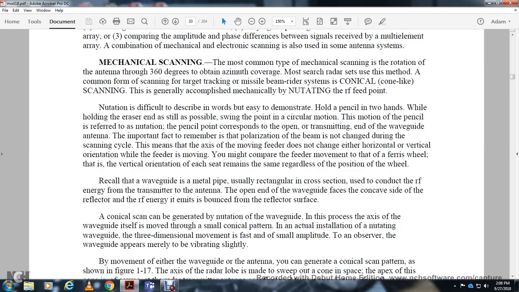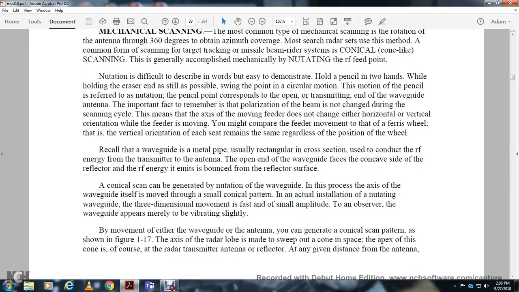An important fact to remember is that the polarization of the beam does not change during the scanning cycle. The axis of the moving feeder does not change, with either horizontal or vertical orientation, when the feeder is moving. You might compare the moving feeder to a Ferris wheel with a vertical orientation. Each seat remains the same regardless of the position of the wheel.